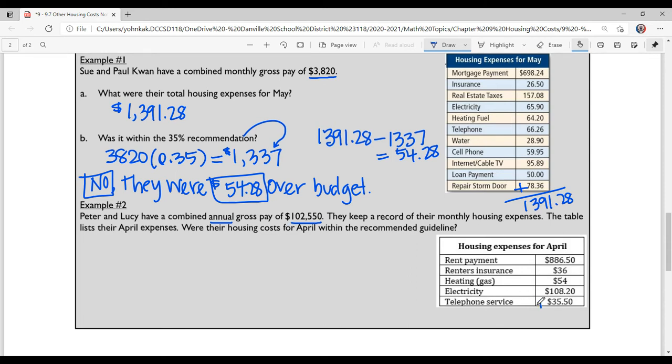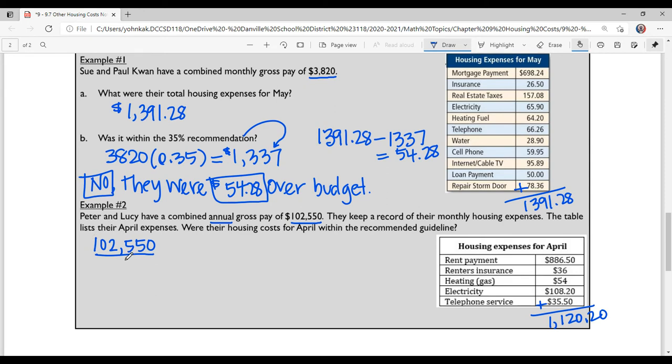Okay, so first we should find all of our total expenses. These people are renting. So we have rent payment, renter's insurance, heating, electricity, and telephone. This gives us $1,120.20. Now, the annual pay is 102,000, but I need to find their monthly gross income so that I can take 35% of it.